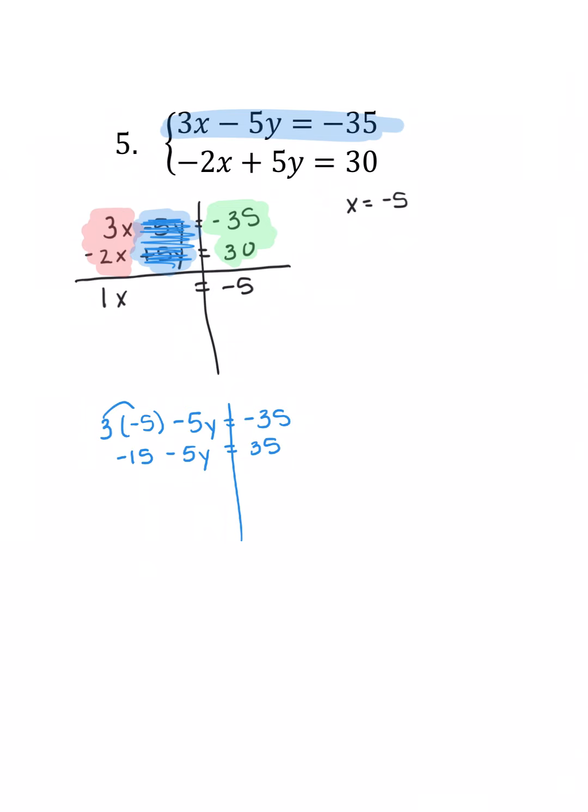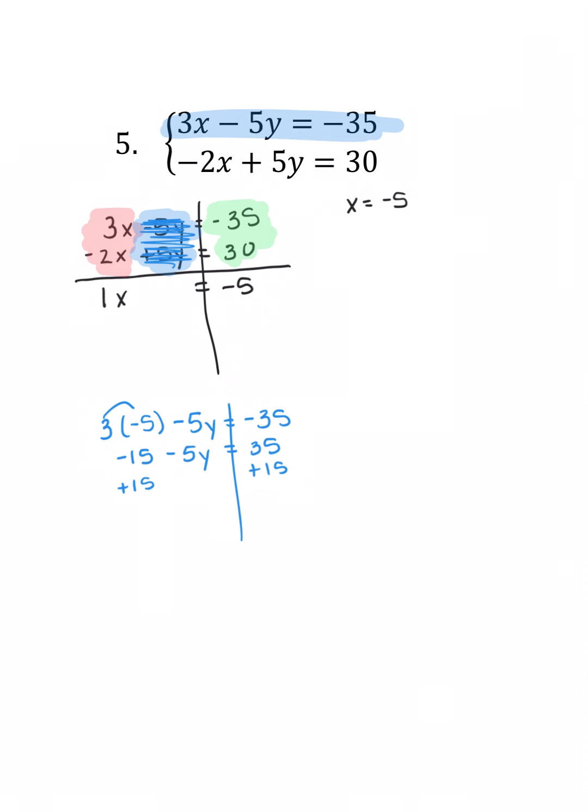Okay, so now I have to eliminate what I can. The opposite of minus 15, I want to keep that negative 5y by itself. So the opposite of minus 15 is going to be plus 15, so I'm going to add 15 to both sides.